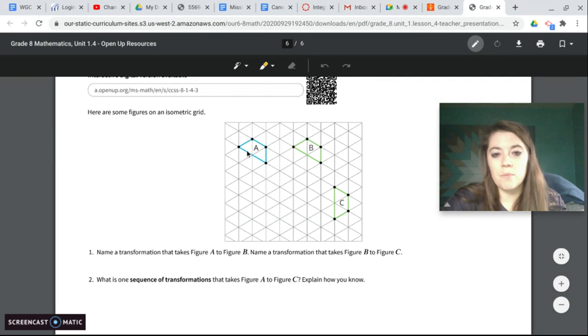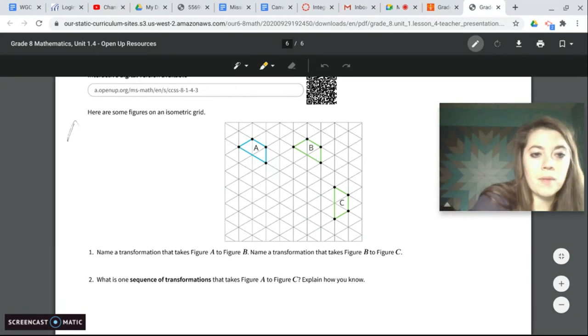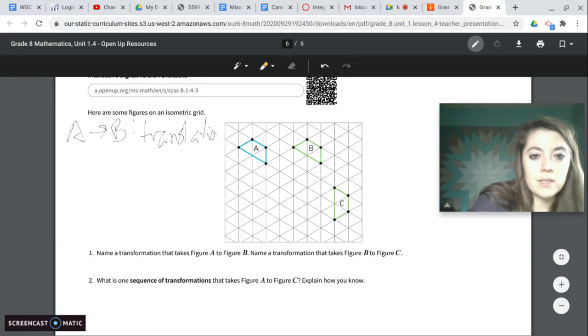So figure A to figure B. How did we go from being over here to over here? Well, we did a translation. So from A to B, translation. Or you can say slide.